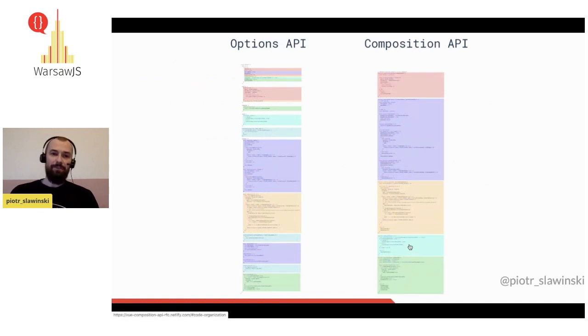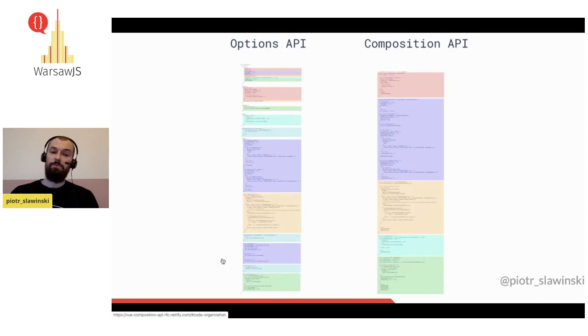So to the left we have Options API. To the right we have the brand new Composition API. This is taken directly from the Composition API documentation. As you can probably already tell, each feature is one color. So on the left side, let's focus on the violet feature. Just for the sake of this example, we have something which is probably reactive data over here, methods over here, and probably some lifecycle hooks over here.